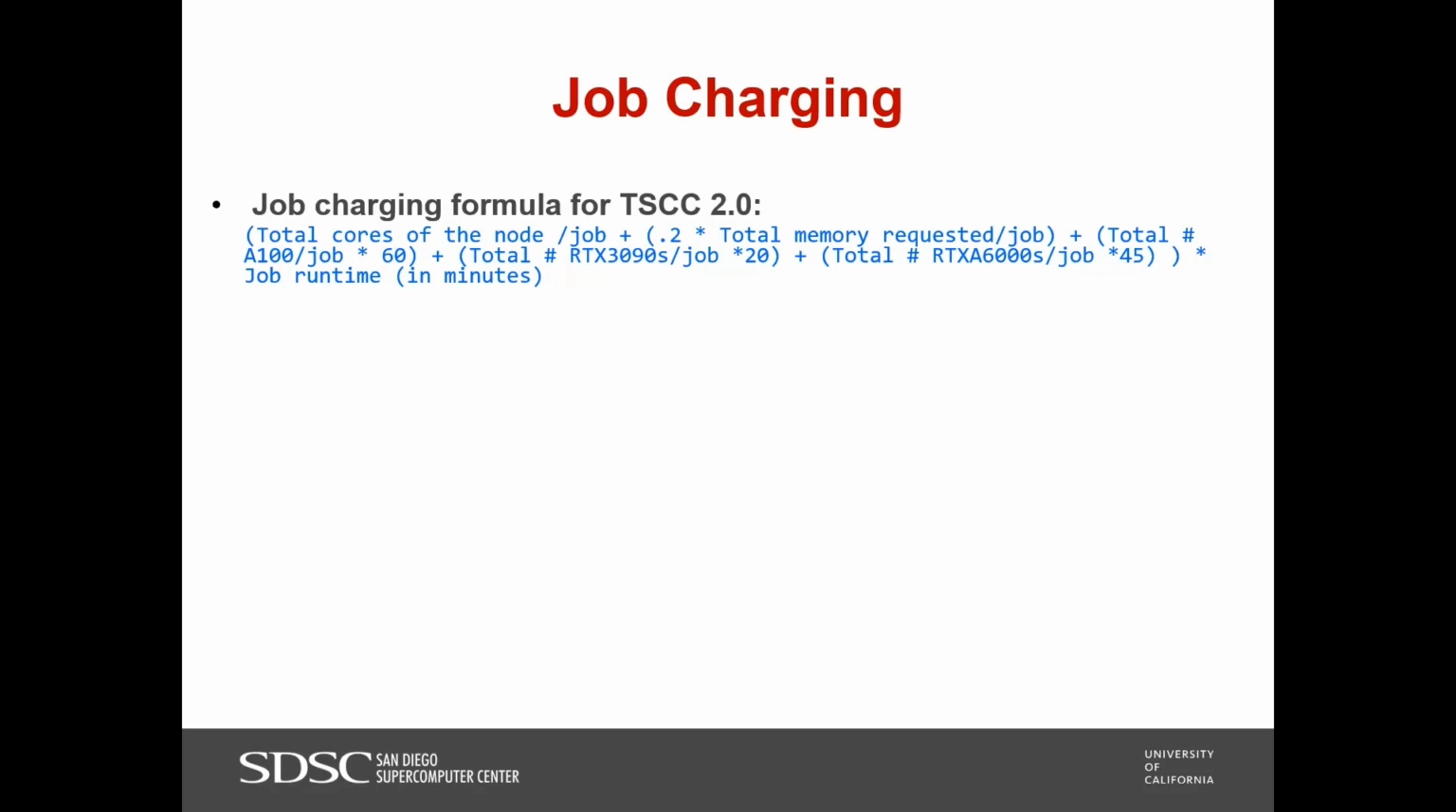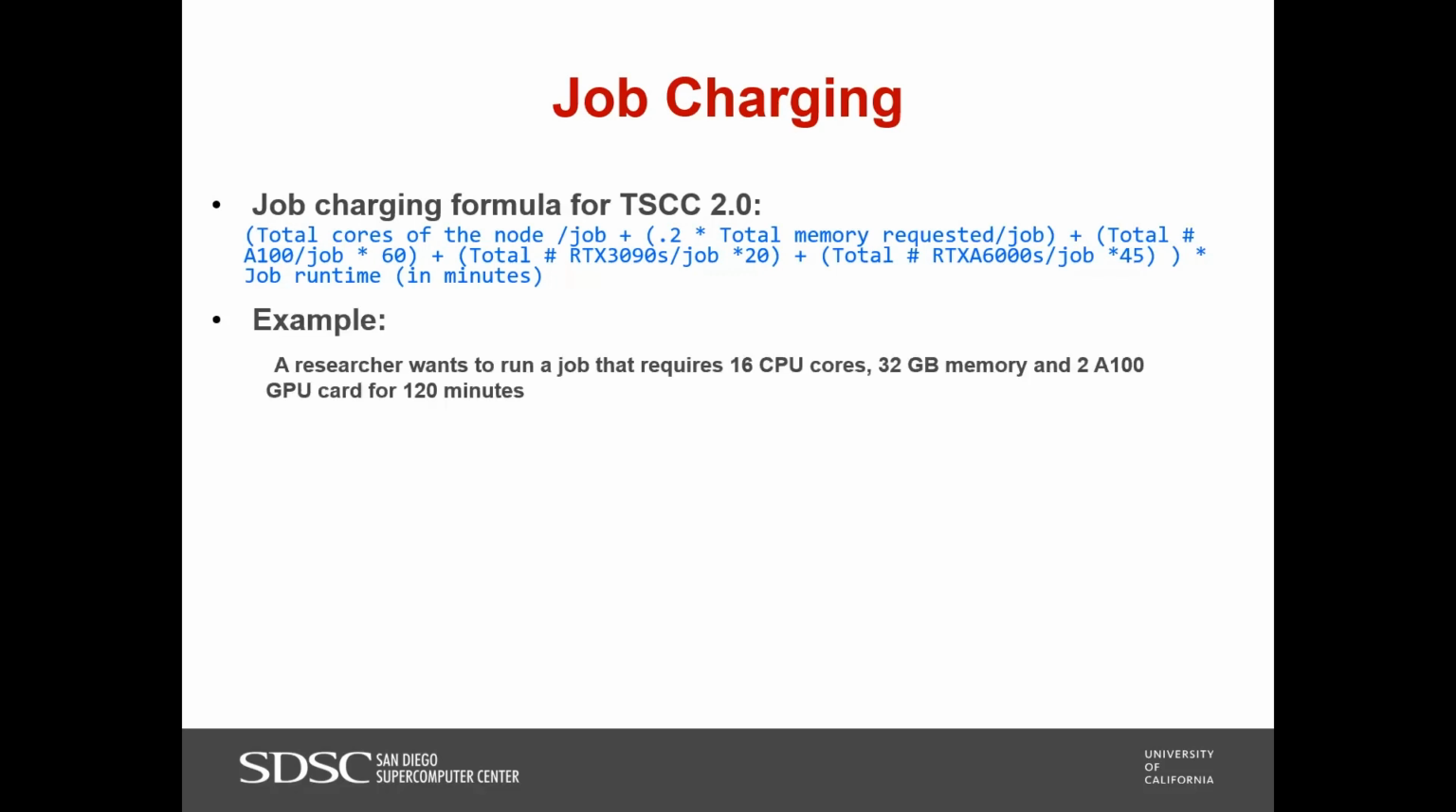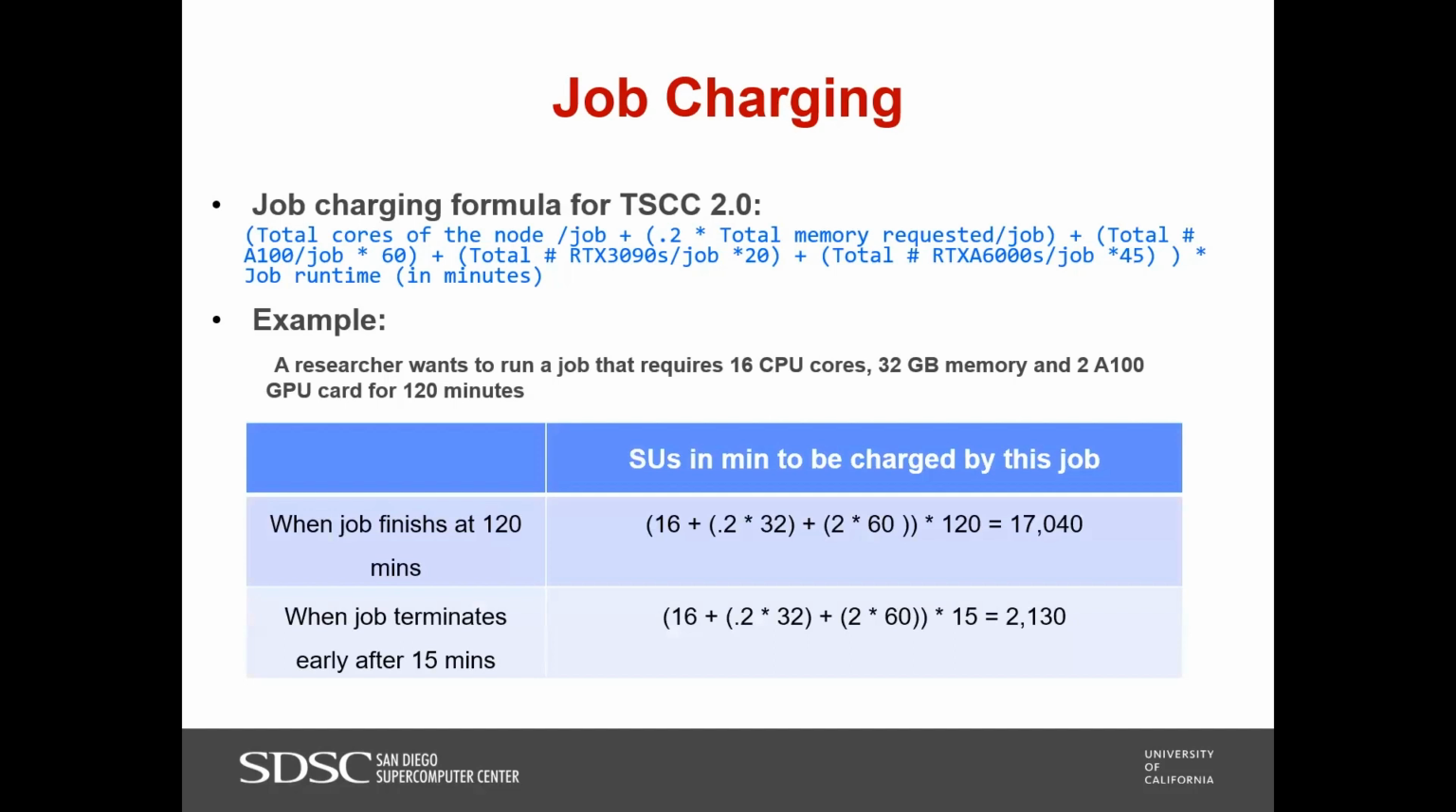Okay, this is an example. A researcher wants to run a job that requires 16 CPU cores, 32 gigabytes of memory, and 2 A100 GPU cards for 120 minutes. So if this job finishes at 120 minutes, based on the formula above, the job will be charged 17,000 SUs in minutes.